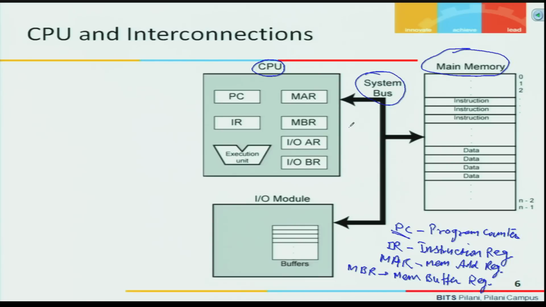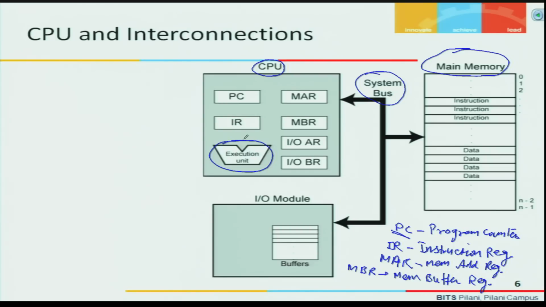PC contains the address of the next instruction to be executed. IR contains the instruction itself. The execution unit is nothing but the ALU. It's a combination of circuits like complementer, shifter, left shift, right shift, adder, half adder, full adder, and so on.